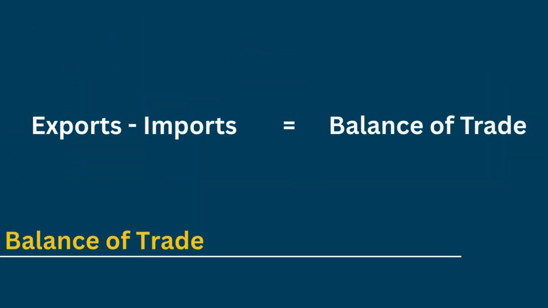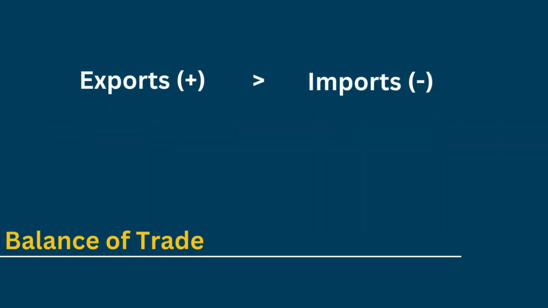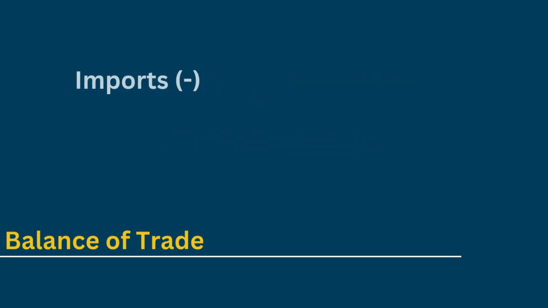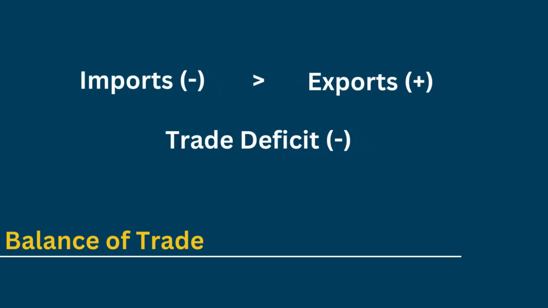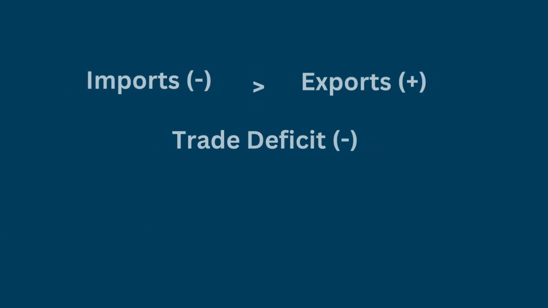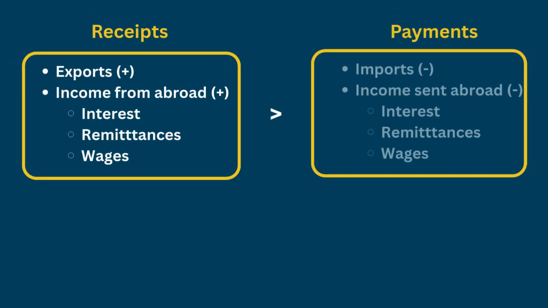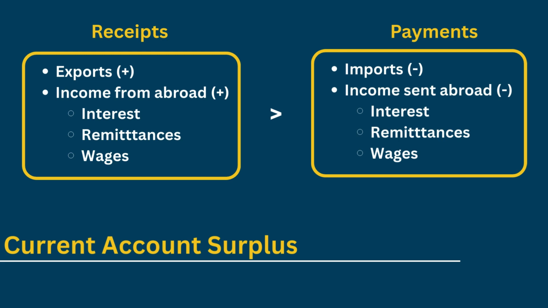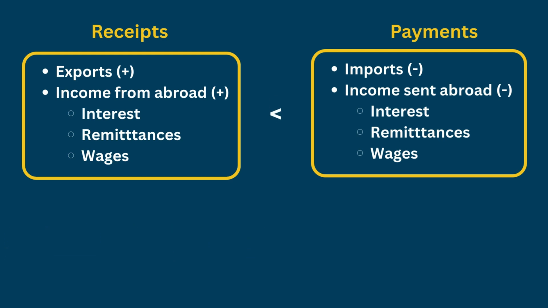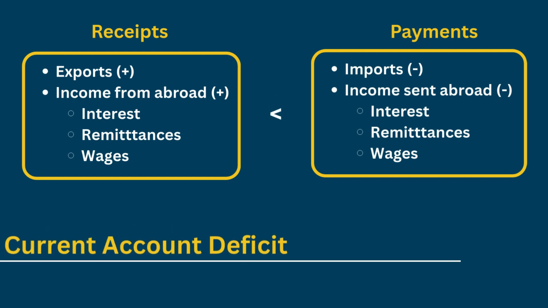The difference between exports and imports is termed as balance of trade. When the exports of a country exceed the imports, the country is said to have a trade surplus. In case the imports exceed the exports, the country runs a trade deficit. Similarly, if the overall receipts in the current account exceed the payments, the current account is said to be in a surplus. If the payments exceed the receipts, the country runs a current account deficit.